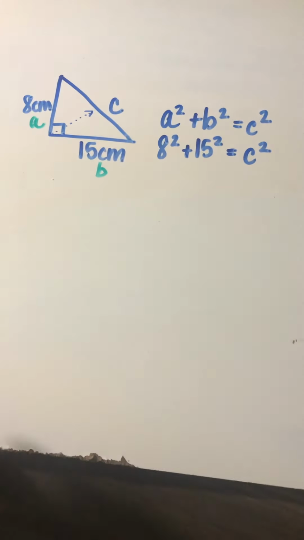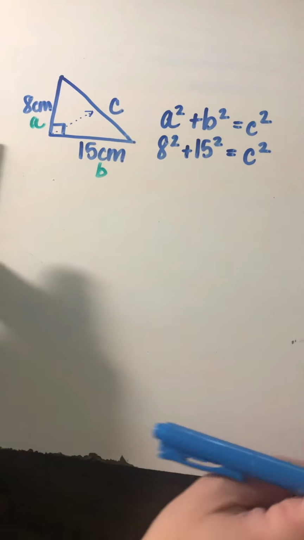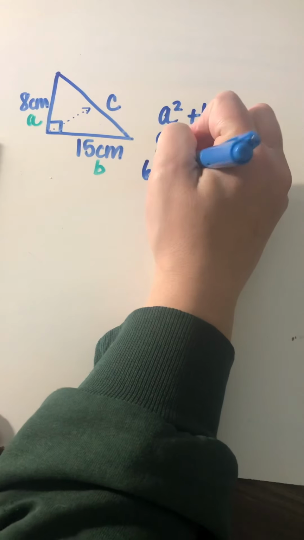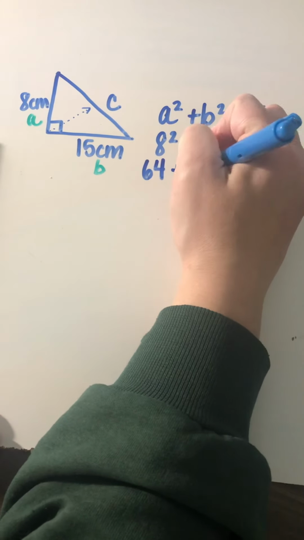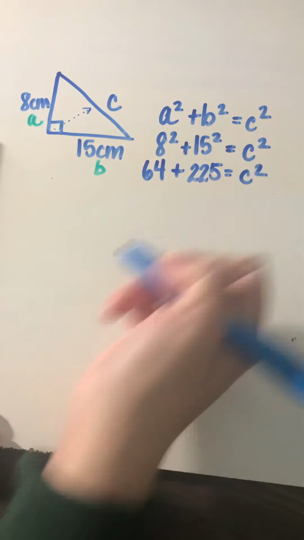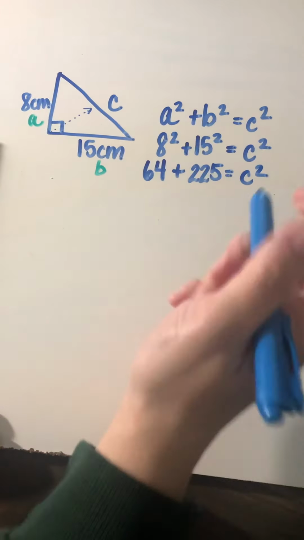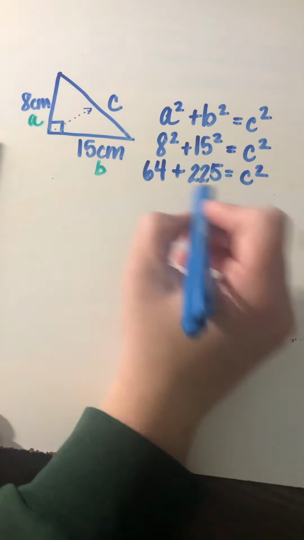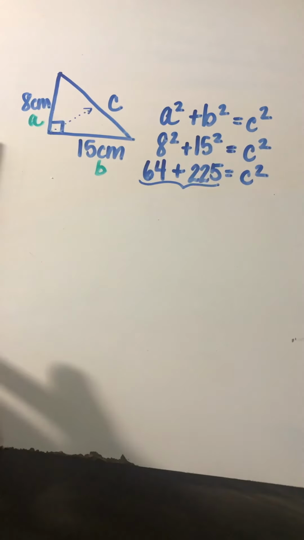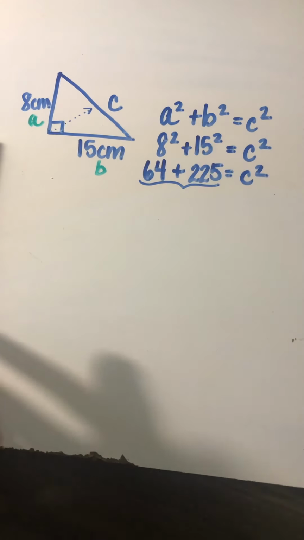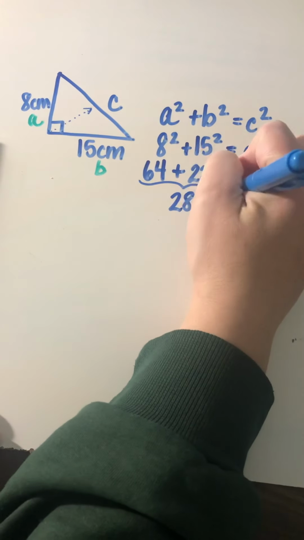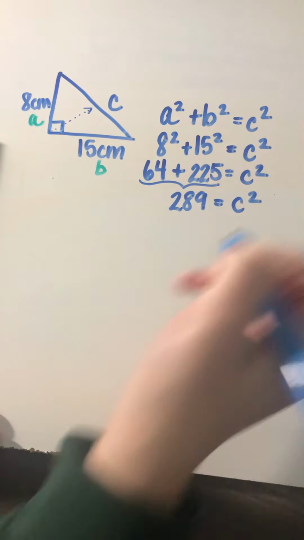Now, you can use your calculator to find your squares. 8 squared is just 8 times 8, which is 64. 15 squared is 225. And again, we're trying to find C. Now we're just going to simplify this a little bit. I can add up these two numbers here. 225 plus 64 gives us 289. And that equals C squared.